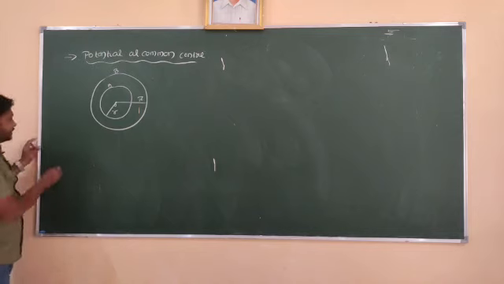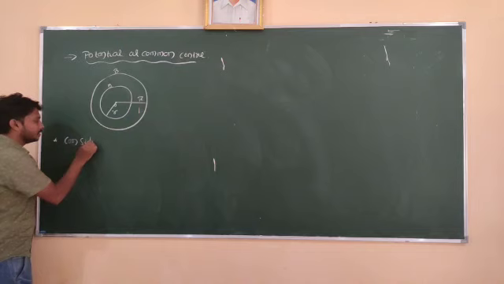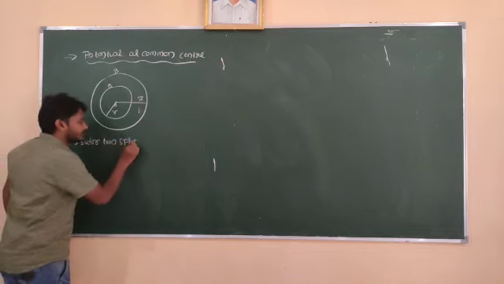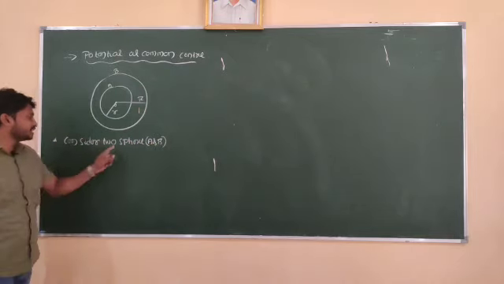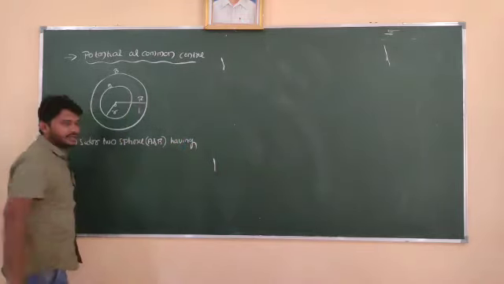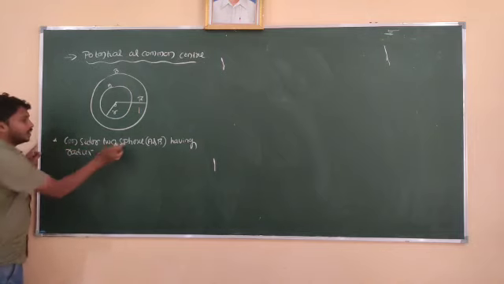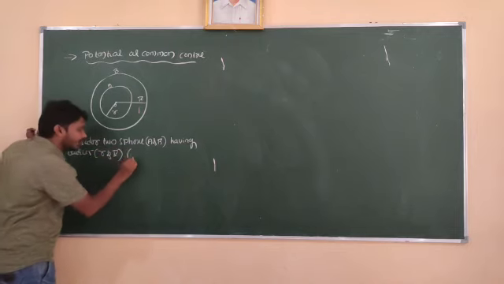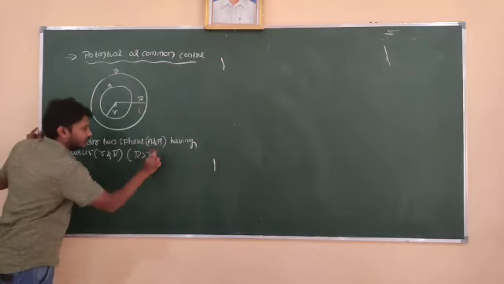So first let me consider two spheres, A and B. These two spheres have radius small r and capital R, where the capital R value is greater than small r.